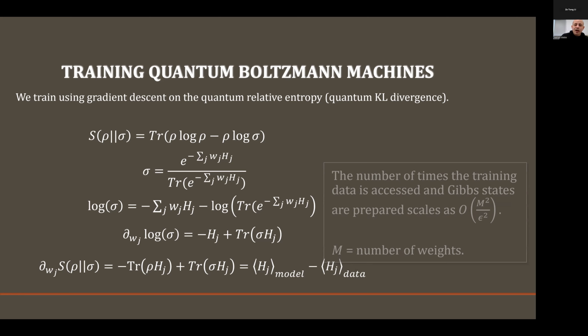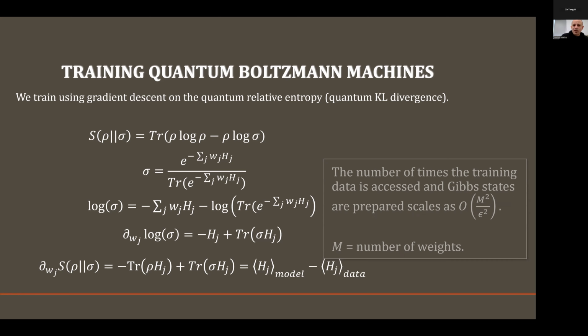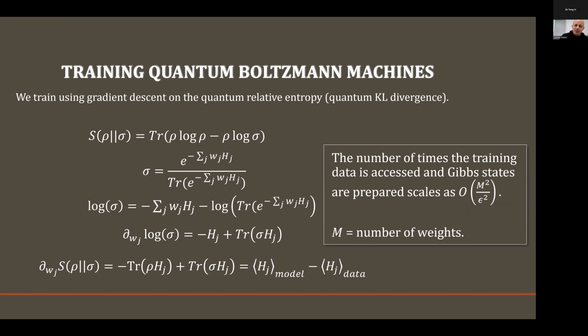So the number of times that we need to access the Gibbs state, i.e. this sigma, if we want to compute the gradient, scales as m squared over epsilon squared. This can be improved using a number of different techniques that have been developed since then, but you'll note at a high level, conceptually, this scaling is equivalent to the scaling you would see on a classical computer. However, of course, it can be quadratically improved using amplitude amplification if purifications of a Gibbs state are provided.